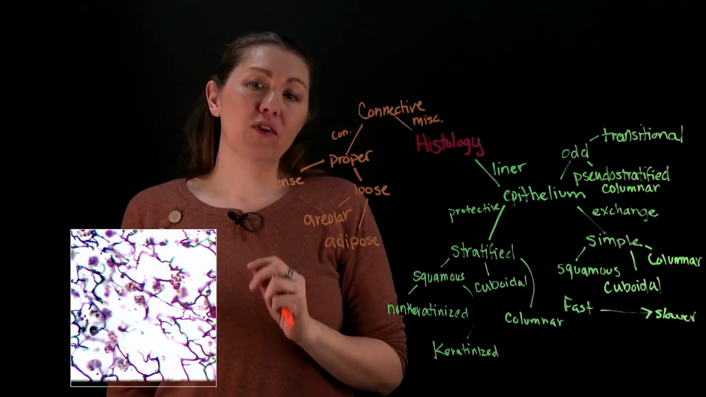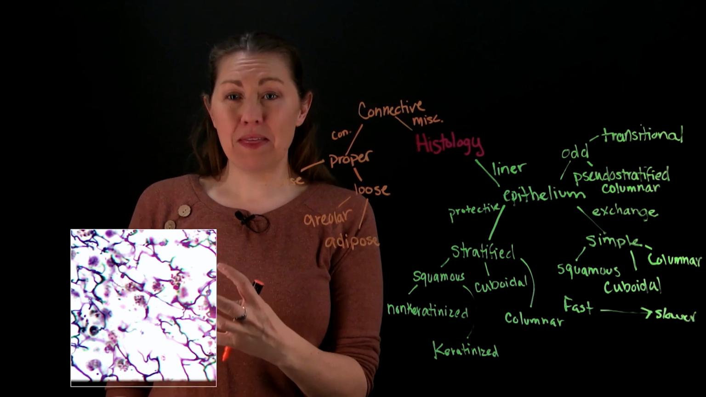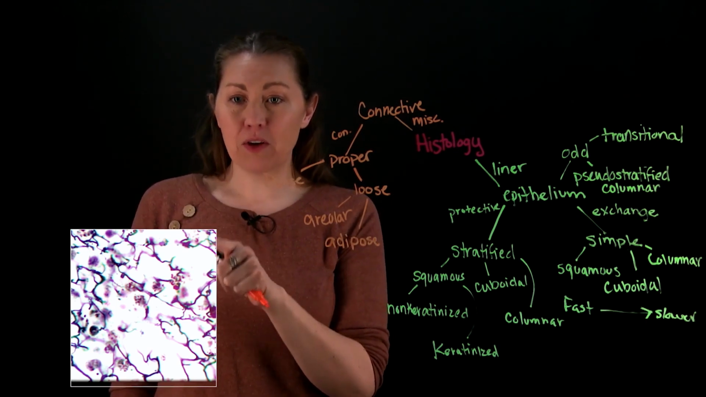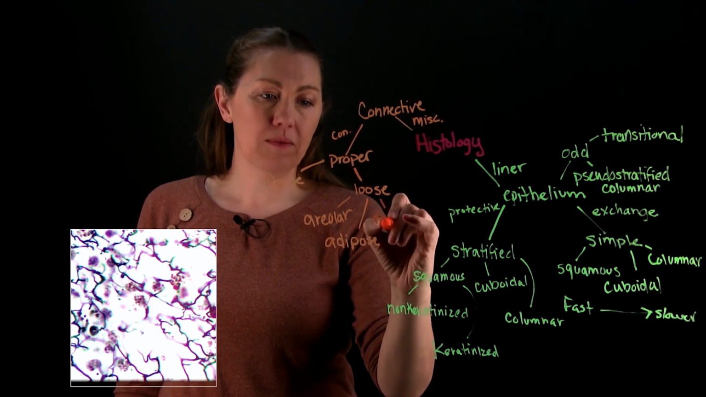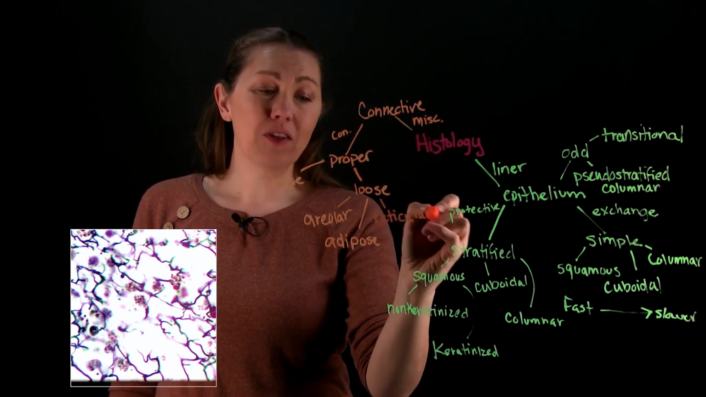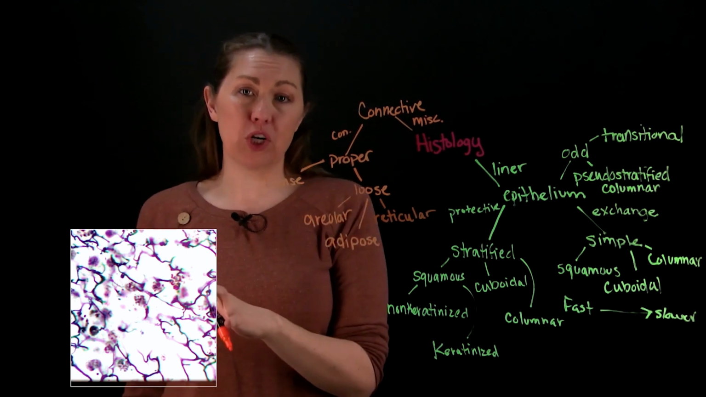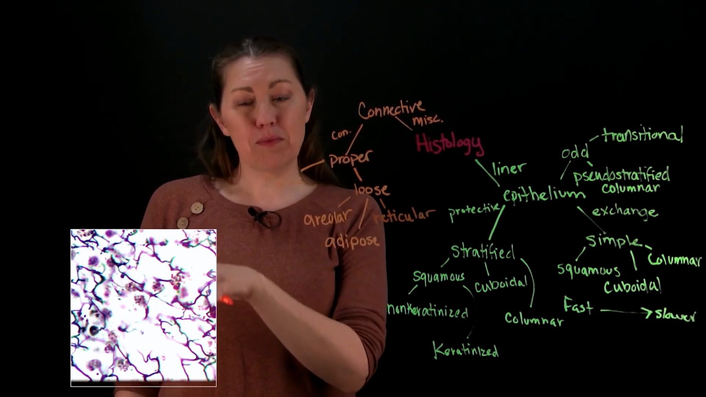Your next one here looks like a thorn bush to me. So it can trap things, kind of looks like little lightning bolts in there. Those are called reticular fibers. So what you end up with here is a tissue called reticular. Reticular actually means network.